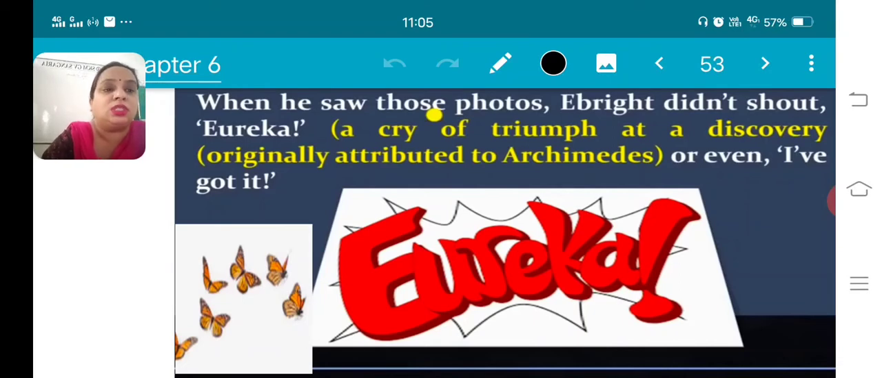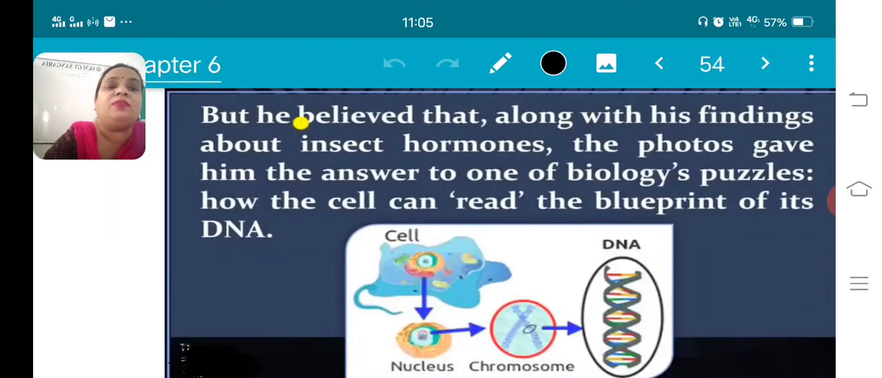So let's see what is written. But he believed that along with his findings about insect hormones, the photos gave him the answer to one of biology's puzzles: how the cell can read the blueprints of its DNA. Right. So while he was doing that hormone study, he discovered that DNA also. He came to the realization that this study of the hormone had solved some more puzzle. That was a big puzzle for scientists.